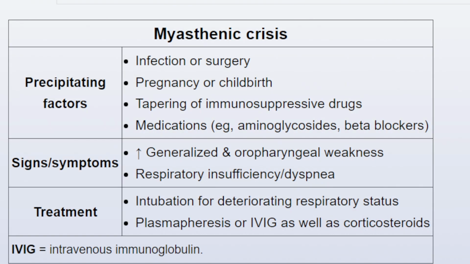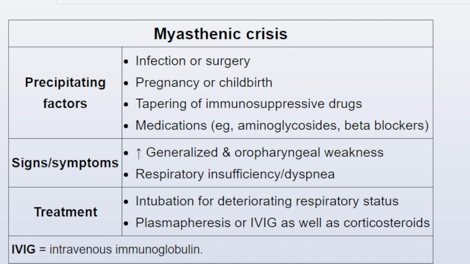USMLE CK Step 2 wants you to know that patients with myasthenia gravis can present with myasthenic crisis. A patient with myasthenia gravis could get into the acute state called myasthenic crisis. The myasthenic crisis is characterized by weakness in the respiratory muscles of the patient. There could be a moment when the patient cannot breathe anymore and has to be intubated.